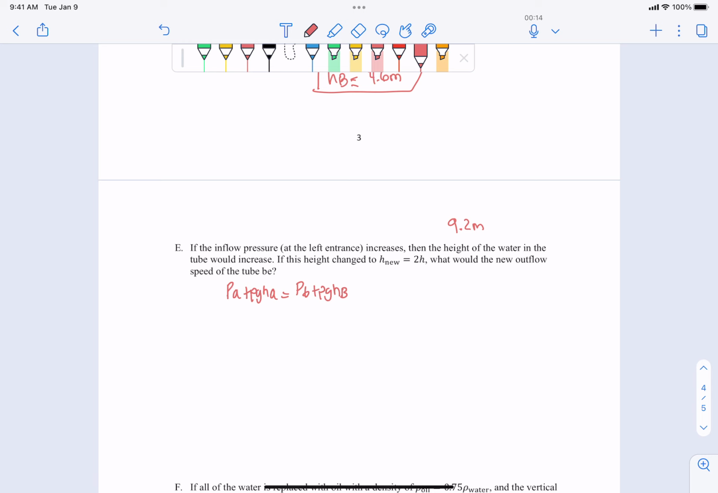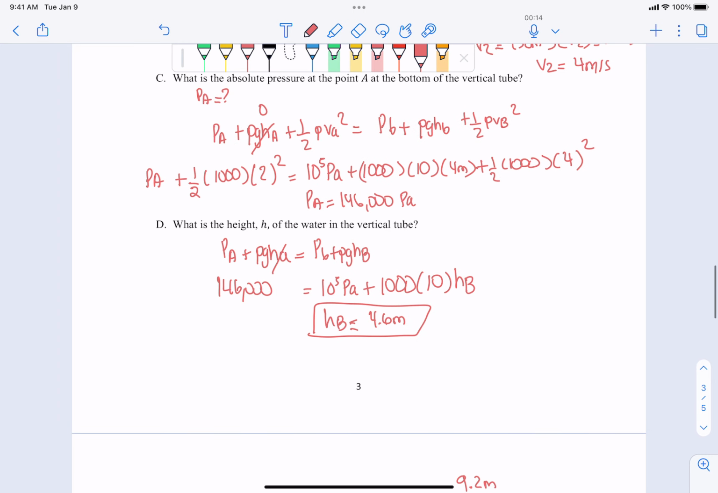So if you got 1.3 for your height, let me check my answer, maybe I missed something. So I had 146,000 minus 10 to the 5th, and then divided by 1,000, and then divided by 10. Yeah, that should give you 4.6. Yeah, I might have made a small math error here or there.